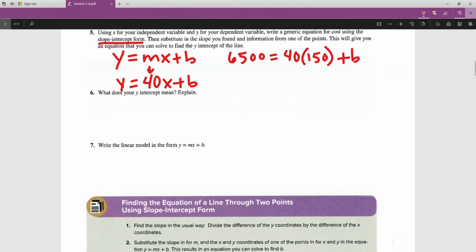And so then we can solve it. If you have one variable and one equation, you can solve it. So I'm going to multiply 40 times 150, which is 6,000. And I'm going to subtract 6,000 from both sides to get that b isolated. And that leaves me with 500 is my b. Now that's going to help me find the y-intercept.